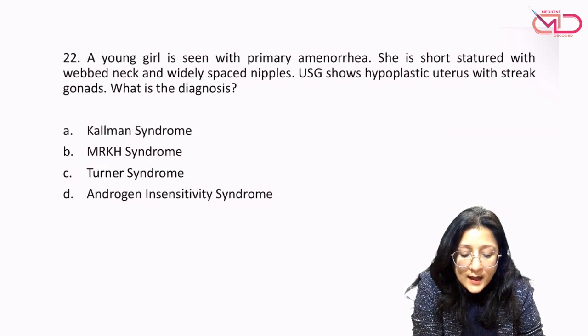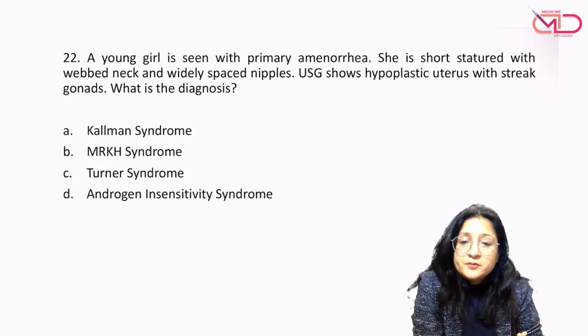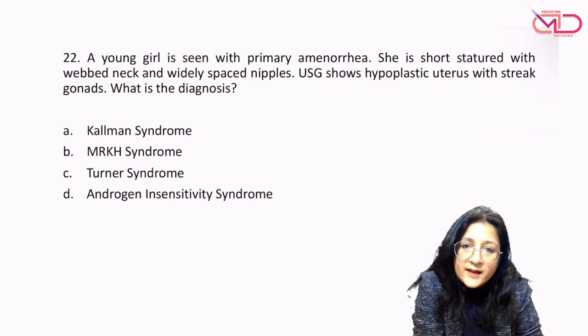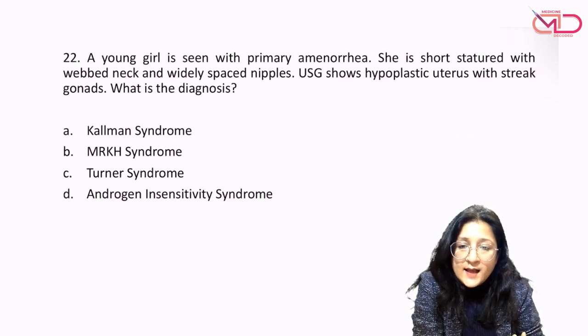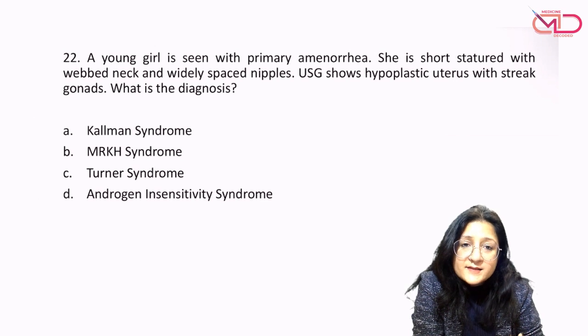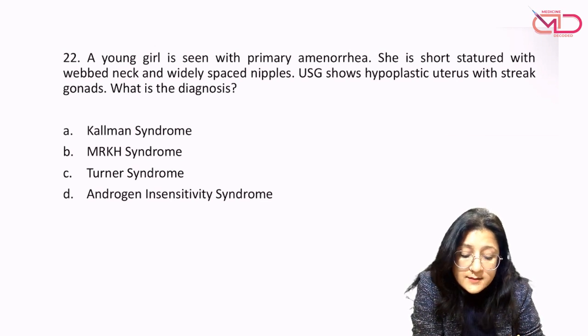Next question. A young girl is seen with primary amenorrhea. She is short statured with webbed neck and widely spaced nipples. Ultrasound shows hypoplastic uterus with streak gonads. What's the diagnosis? Again, they are asking you questions in primary amenorrhea and its differential diagnosis in this form.